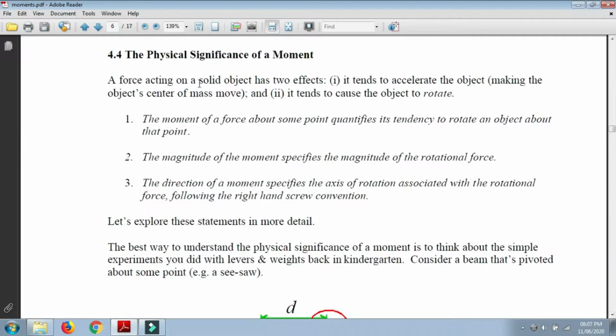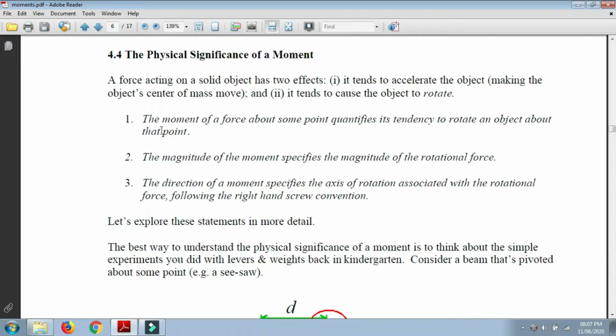Another point: the physical significance of a moment. This is important to understand theoretically. A force acting on a solid object has two effects. Number one, it tends to accelerate the object, making the object's center of mass move, and number two, it tends to cause the object to rotate. So it is very important to understand the physical significance of a moment.